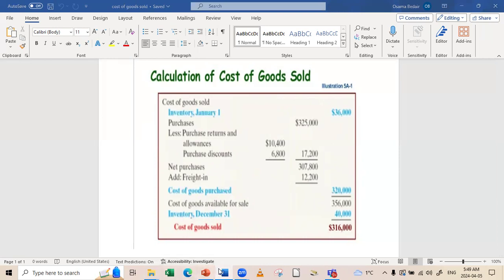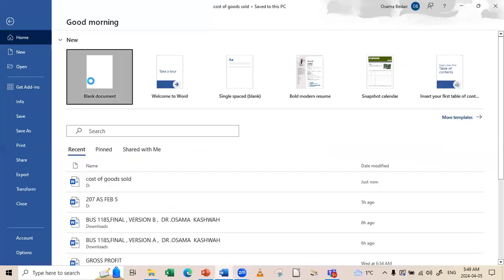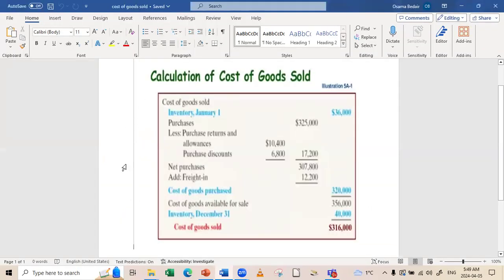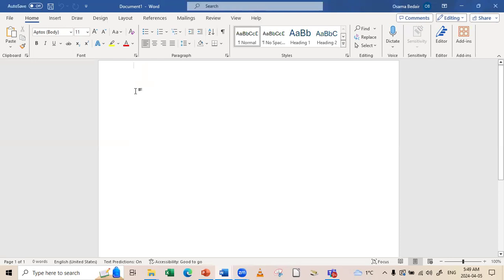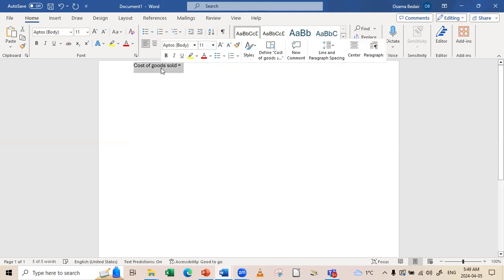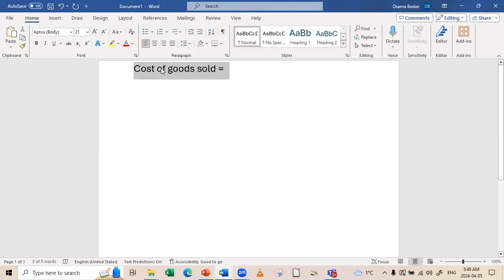So if I say now, it will be like this. Let's say here we'll go this way right now. So cost of goods sold. Let us enlarge the font so that you guys can see it very properly. Cost of goods sold will equal beginning inventory, of course in dollars, plus beginning inventory at the beginning of the year.